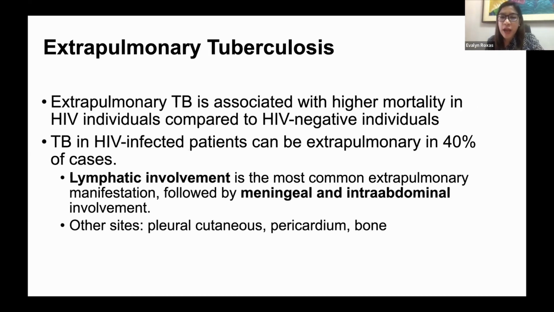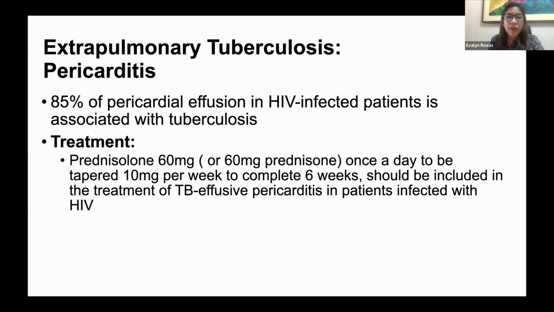Extrapulmonary TB can also happen in an HIV patient. It is associated with higher mortality in HIV individuals as compared to non-HIV individuals. In lymphatic involvement, I think this was mentioned already by Dr. Janice a while ago, it's the most common extrapulmonary site. Other extrapulmonary TB includes pericarditis. In 85% of pericardial effusion in HIV-infected patients is associated with TB, and steroids are indicated for TB pericarditis.